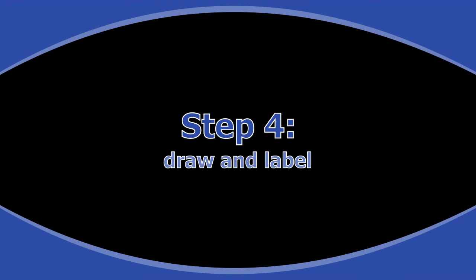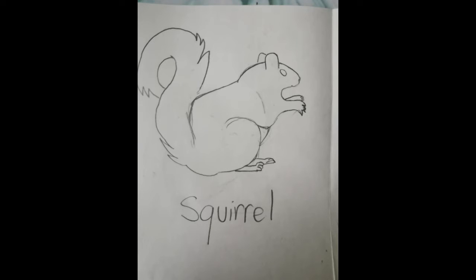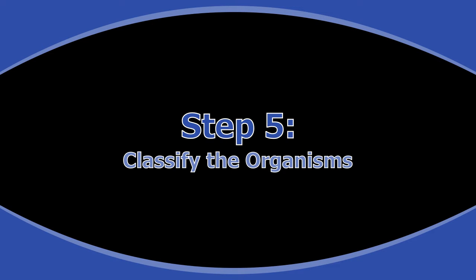Step 4, you are going to draw the organisms you found. Include the name of the organism beside the drawing. So if I had found a squirrel at the park, I would draw a squirrel and I would include the name squirrel beside it. The 5th step is to classify the organisms.